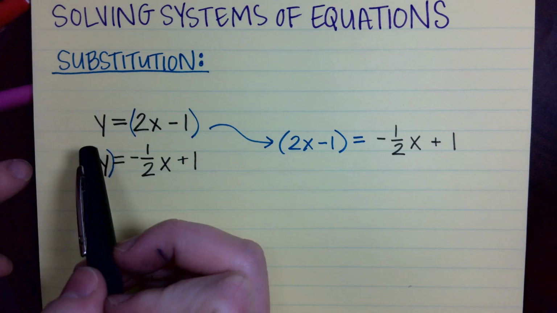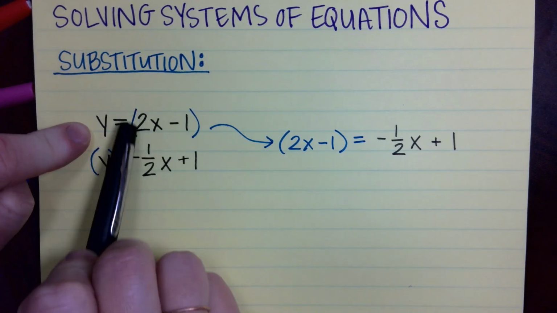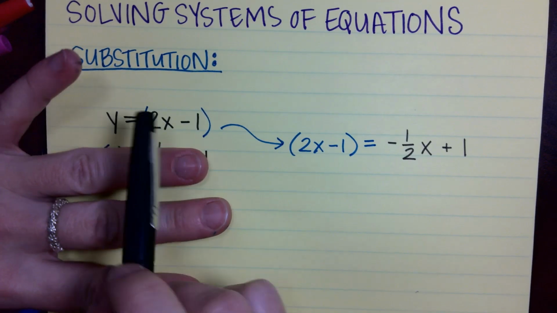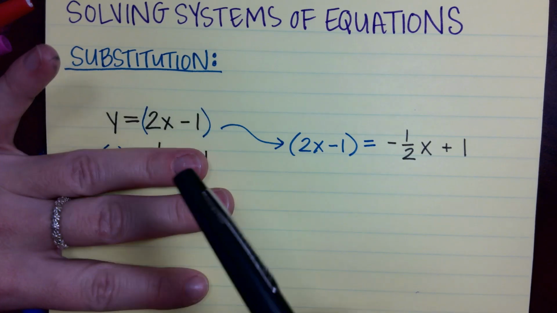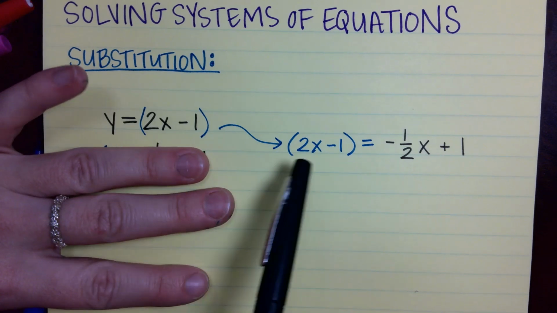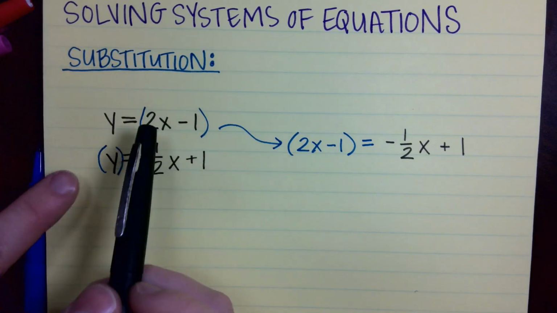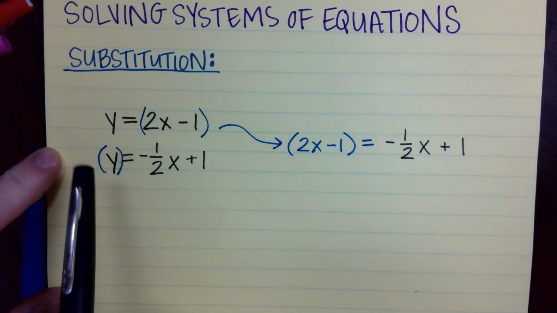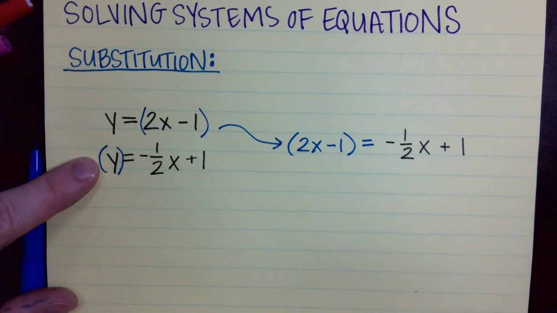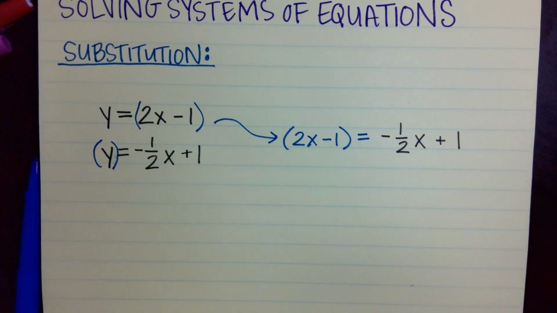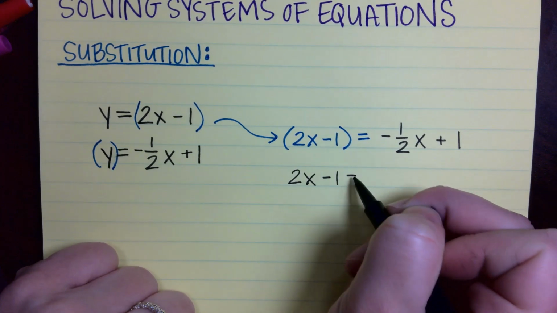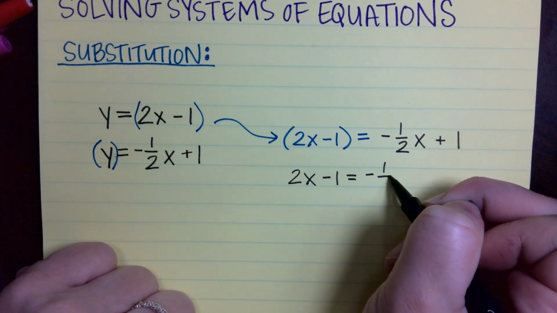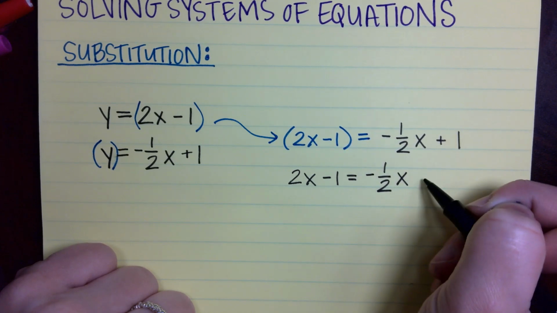So basically what we did is we took the value for y that we were given here. We know that y is 2x minus 1. Once we know what x is, we know what y is. We don't know what either are yet. So we're going to try to simplify, and we're going to substitute this here into y right here. Let's work this out and see what happens. Okay. So now I've got 2x minus 1 equals, I'm just rewriting it first, negative 1/2 x plus 1.